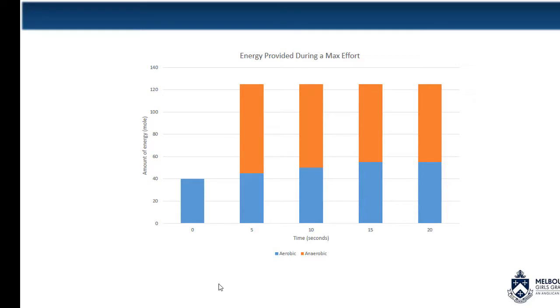Even after 20 seconds, the anaerobic system is still the dominant system, and it's not until you head up towards 60 seconds that the aerobic system starts taking over as the dominant system. That's how long it takes to increase its contribution.